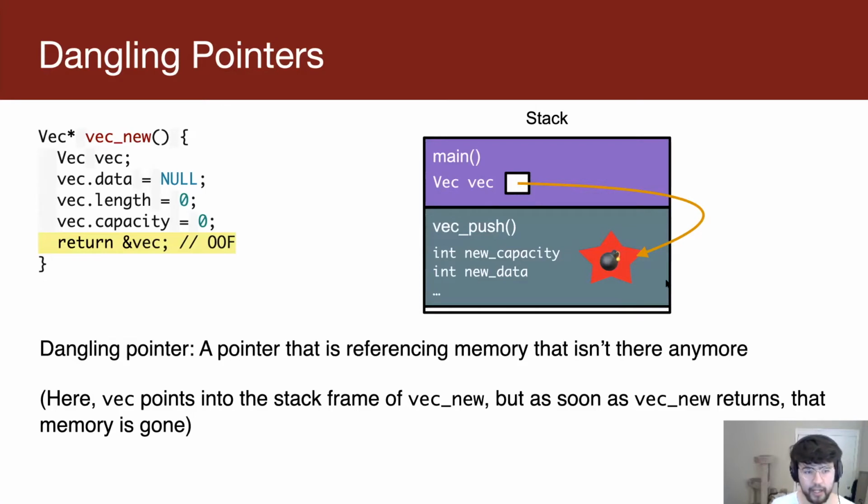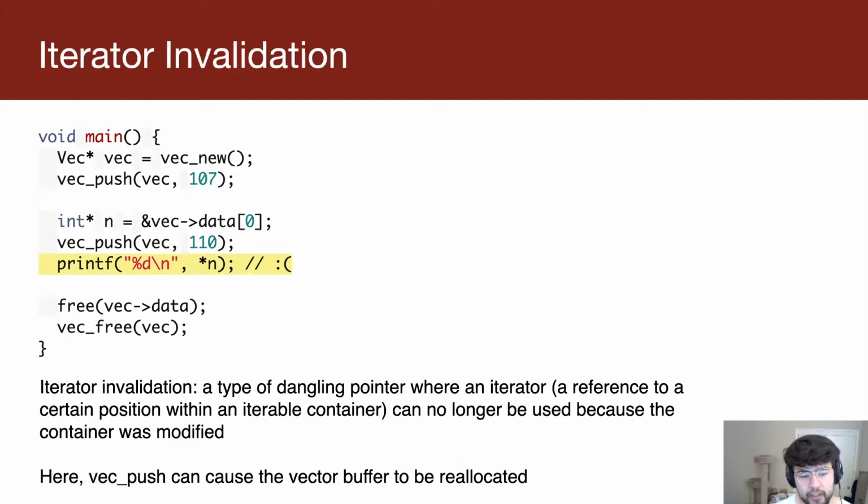And there's also another kind of dangling pointer in here, which is called an iterator invalidation bug. An iterator is just a reference to a certain position inside of the vector.